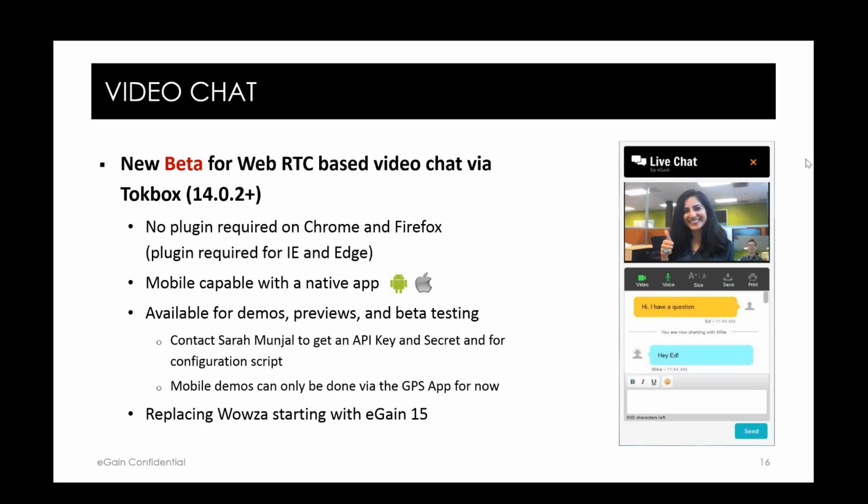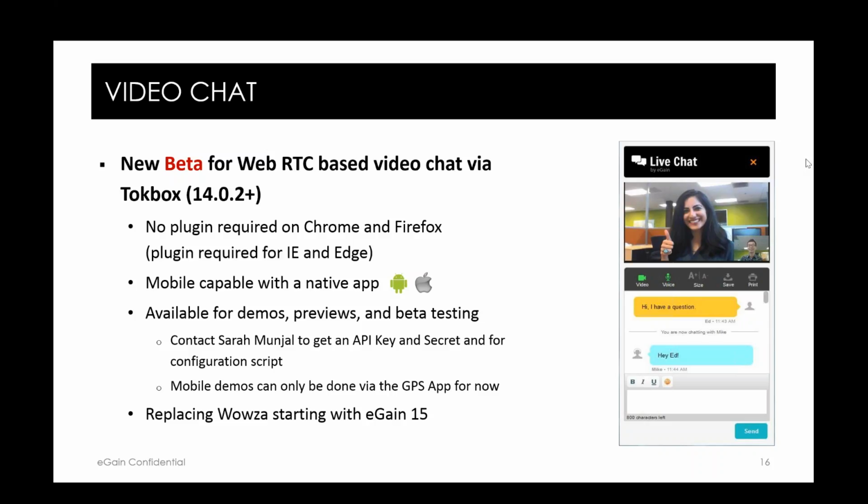We've introduced a new beta in 14.02. Just remember, this is beta only. We cannot go production with this because it's not certified by QA. So basically, support will not support this product till the certification is done. The certification will happen in the next release. However, it's available as beta for people who want to try it out.